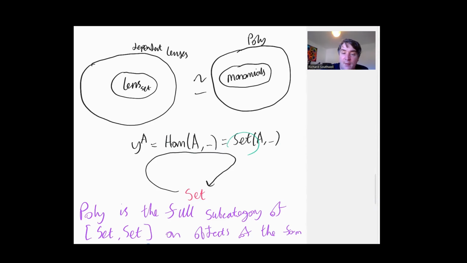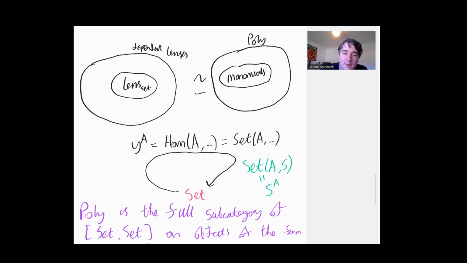So this is an endofunctor of sets. If we operate this endofunctor on a set S, then the result is going to be what we could write as Set of A comma S. Or we could also write it as S to the power of A. And we could say this is the set of functions from the set A to the set S. How many such functions will there be? Well, there's going to be this many: the number of elements in S to the power of the number of elements in A. So this is good notation.